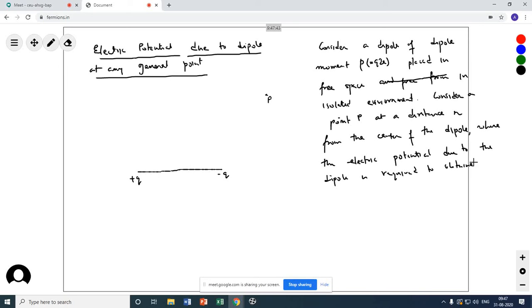So you can see I am explaining the situation first. Required to find or obtain, whatever. Now, if this is the center of the dipole, this point is at a distance of r from the center of the dipole. This distance is a, this being a. Now, let me not draw this here, I will be needing something else.